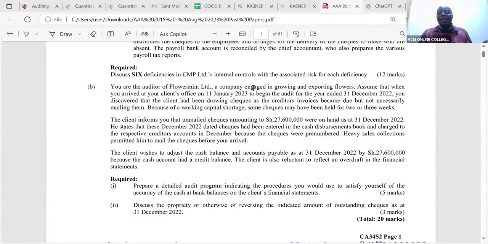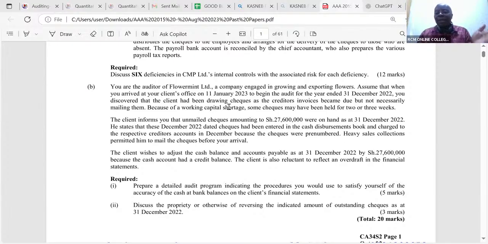A company engaged in growing and exporting flowers. Assume that when you arrived at your client's office on 11th January 2023 to begin the audit for the year ending 31st December 2022, you discovered that the client had been drawing checks as the creditors' invoices became due, but not necessarily mailing them. So the checks are drawn, but not presented to the owners.